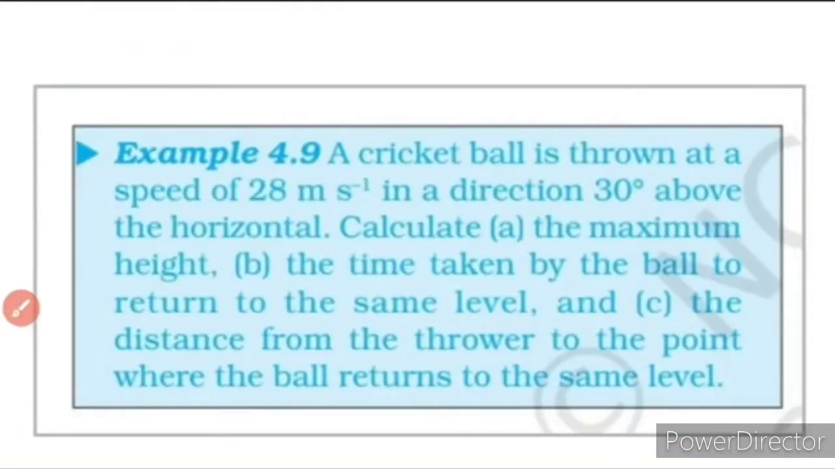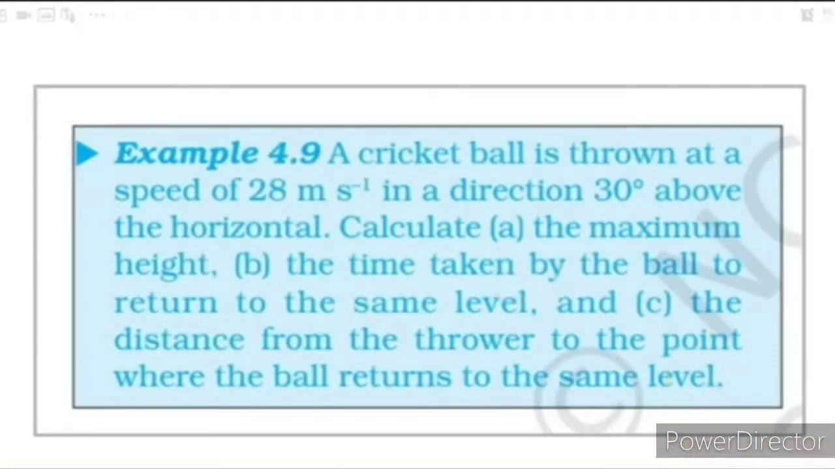Now coming to the next question. A cricket ball is thrown at a speed of 28 meters per second in a direction 30 degrees above the horizontal. Calculate the maximum height, the time taken by the ball to return to the same level, and the distance from the thrower to the point where the ball returns to the same level. So this is a direct question with velocity of projection 28 meters per second and angle of projection 30 degrees. Maximum height, you are asked to find. The second question is time of flight, and the third question is the range of the projectile R.